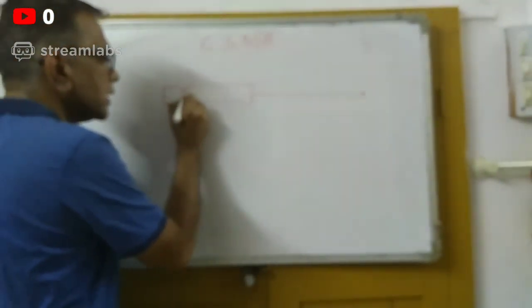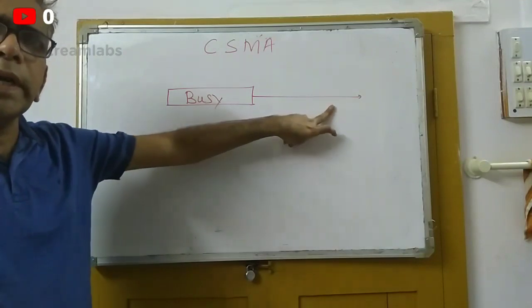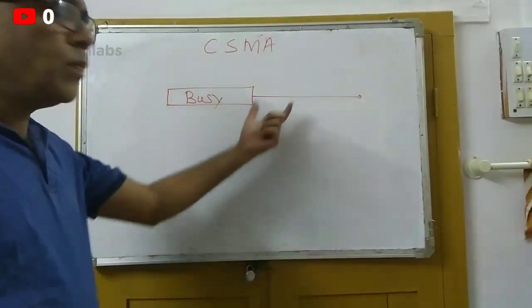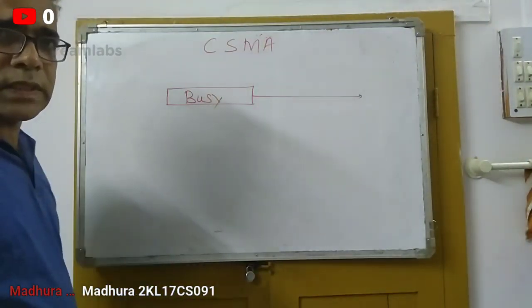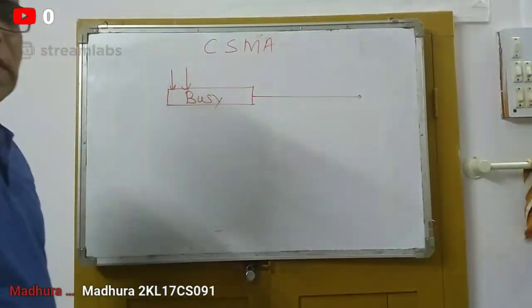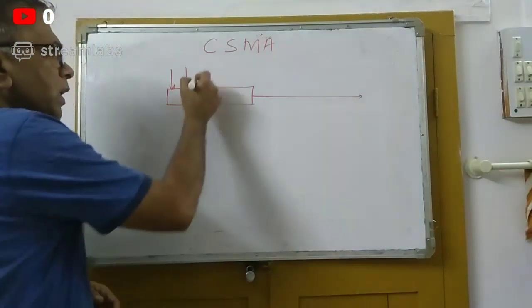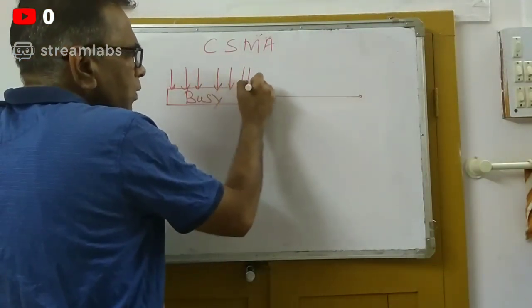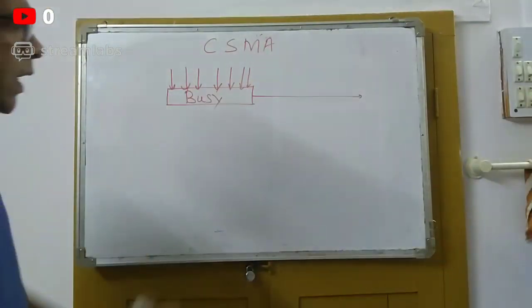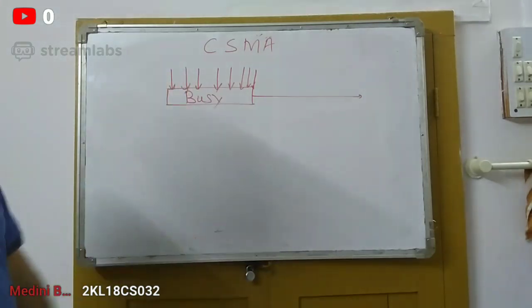So basically, this box here indicates the medium is busy, and this straight line indicates a non-busy situation. Now in the one persistent technique, if any station is ready for transmission, it keeps on sensing the medium. It is all the time in touch with the medium, bit hungry for transmission, a very greedy system. It keeps on sensing the medium, and the moment it finds the medium is free, it transmits. This is the idea used in the one persistent technique.